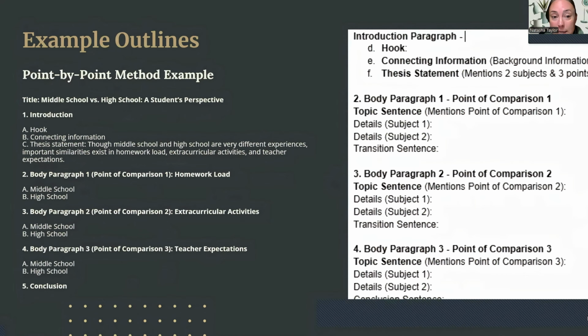And in this case, though, you're focused on the 3 points of comparison as the focus for each body paragraph. So for example, body paragraph 1 is about homework load for the two subjects, middle school and high school. Body paragraph 2 is about the second point of comparison, extracurricular activities, focused on both middle school and high school. And then same with body paragraph 3, we go to point of comparison 3, which would be teacher expectations, and then focus on middle school and high school in this type of example for the point-by-point method.